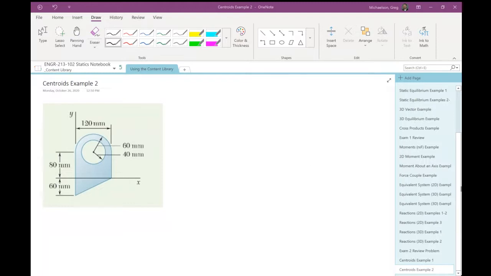Okay, so here's our shape, and first thing I need to do is develop a strategy for how I'm going to go about attacking this problem. What I mean by that is I'm going to split this up into a series of simple shapes. I propose that we're going to have 4 shapes that we need to deal with. Okay, so I'm going to put those over here.